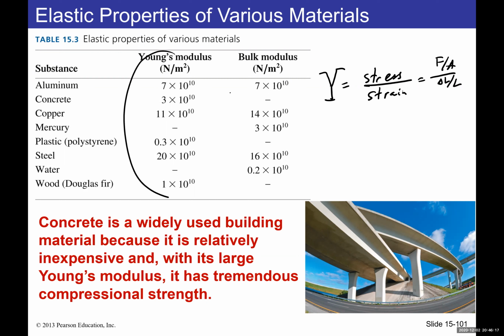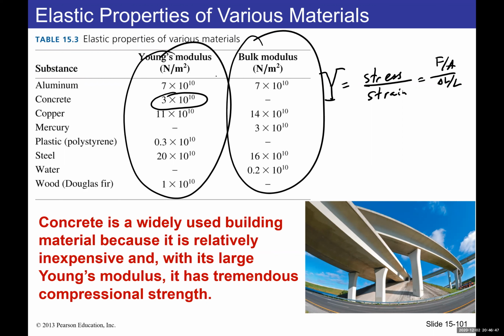So this is the table for some of the Young's modulus values, right? Aluminum, concrete, copper, mercury, and things like that. So you can see that concrete is a widely used building material because it is relatively inexpensive, and with its large Young's modulus, it has tremendous compressional strength. All right, so here's concrete: it's cheap and it has a large Young's modulus. All right, so then we can also see bulk modulus. We're going to talk about that also.